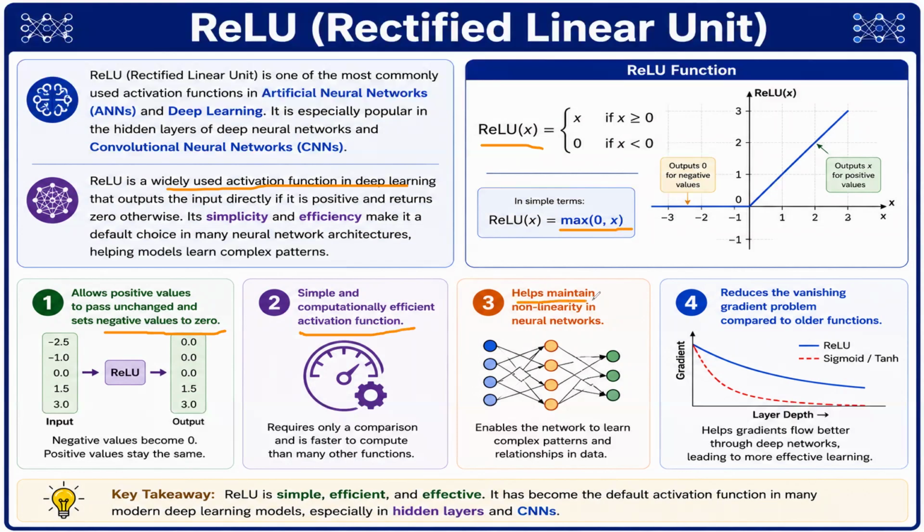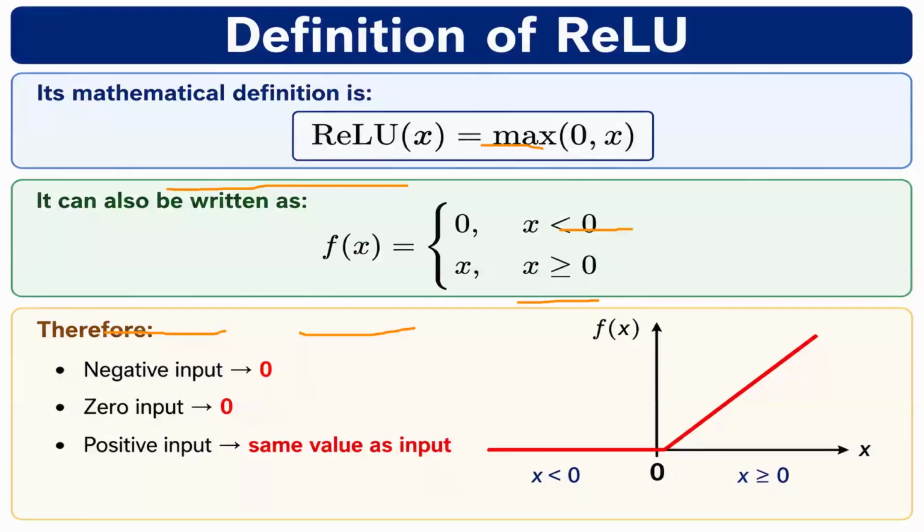It helps to maintain non-linearity in the neural network. So since the output varies from 0 to max, that's why it is very popular, and it reduces the vanishing gradient problem as compared to older functions. So it cannot saturate very easily. That's why this activation function is very popular.